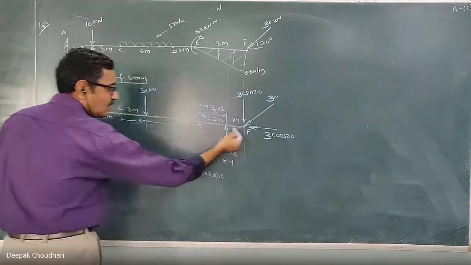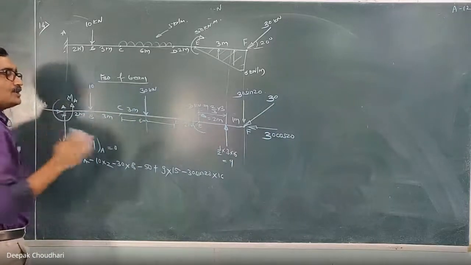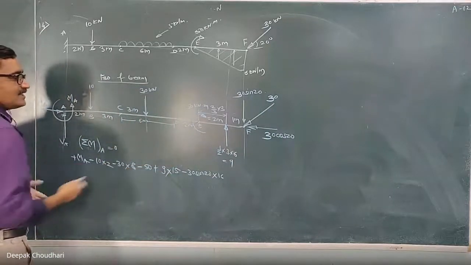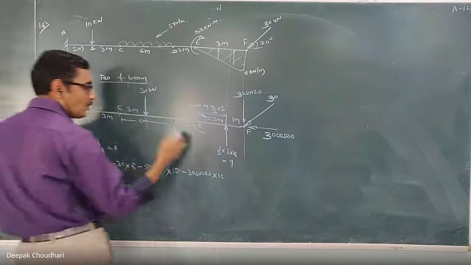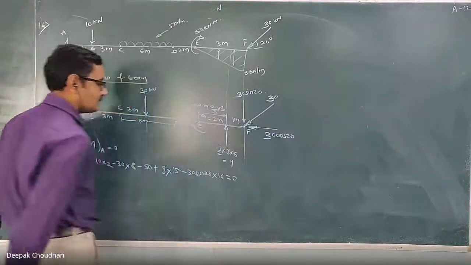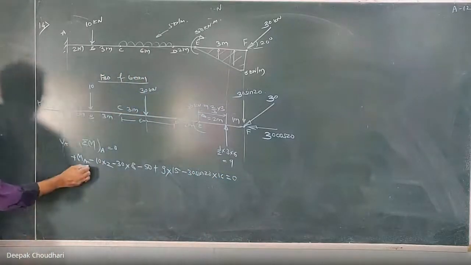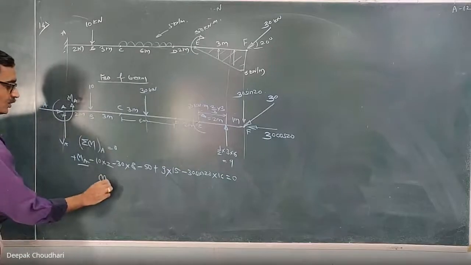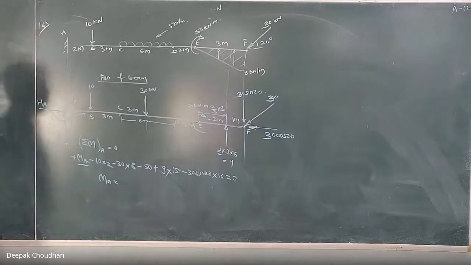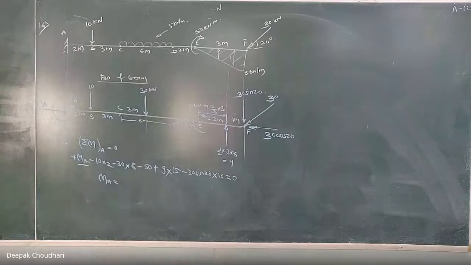And moment of this 30 cos 20 about point A will be 0 because its line of action passes through A. So this is the moment equation about point A for all the forces, which must be equal to 0. Simplify this, you will get MA, the reactive moment at point A. If it comes positive, the assumed direction is correct. If it comes negative, the assumed direction is wrong.